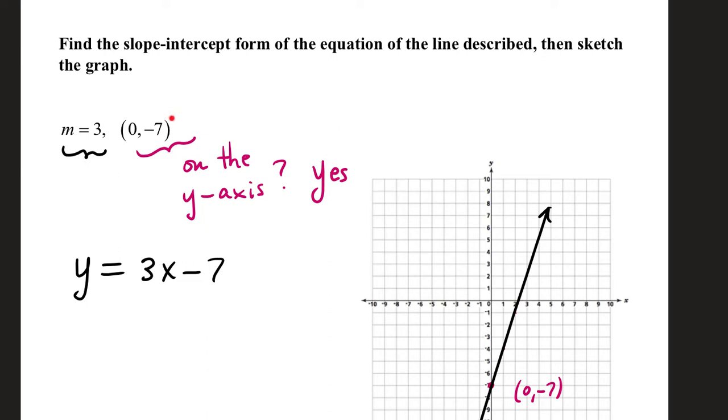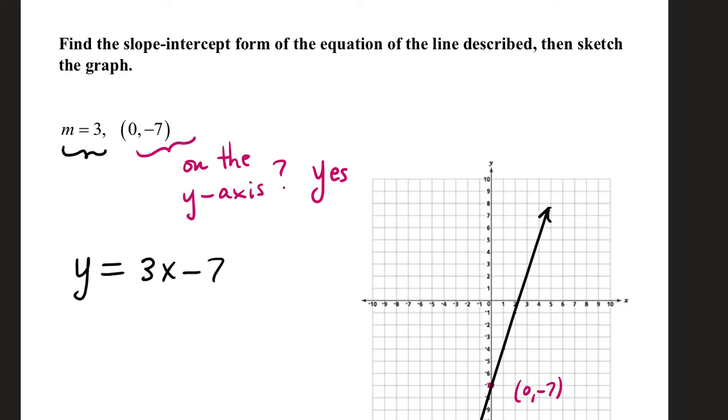First, is this point on the y-axis? If you plot (0, -7), you find that that point is, in fact, on the y-axis. Because there's a slope of 3, we can draw the line by moving up 3 units and over 1. Connecting those 2 points, you get the graph of the line that's described.